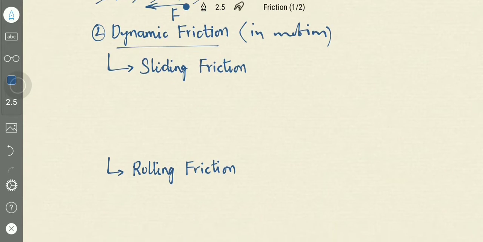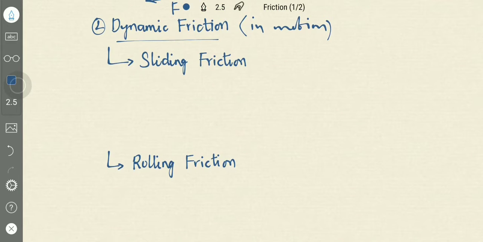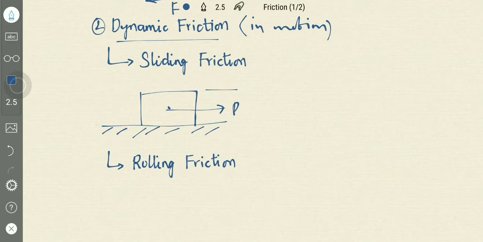The bodies can be moved in two ways. One is to slide on the surface and the other is to roll on the surface. To slide on the surface means this is the surface and this is the body. The force is applied here and it is moving with some acceleration a. There is frictional force applied. So this is sliding friction.